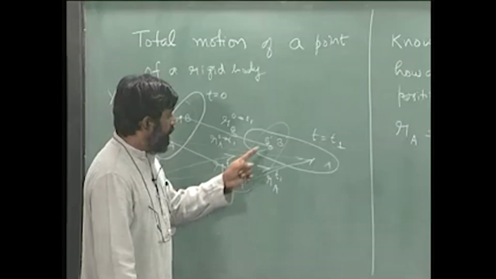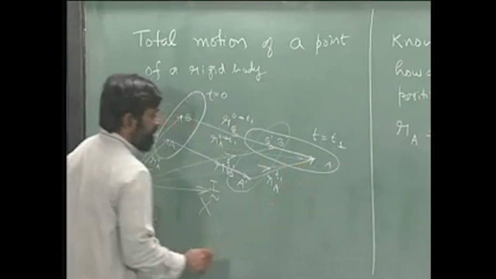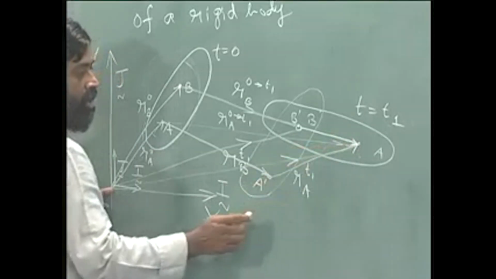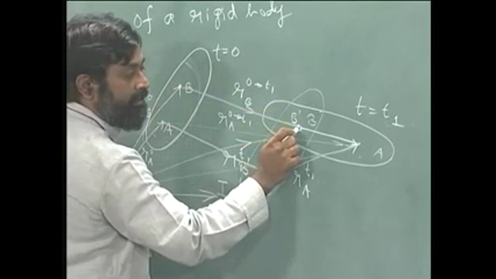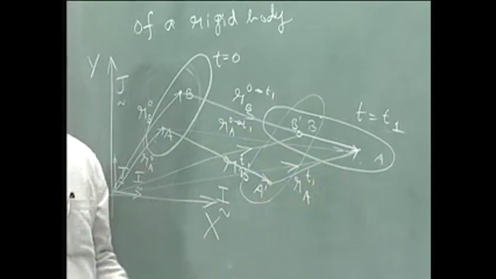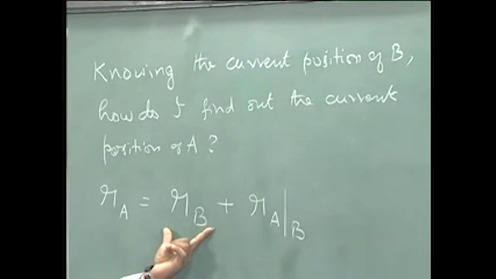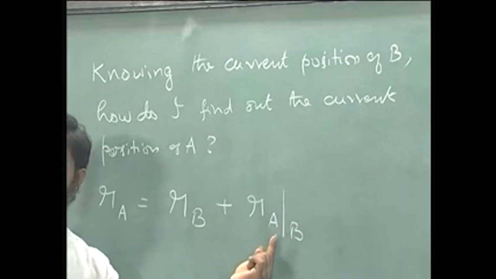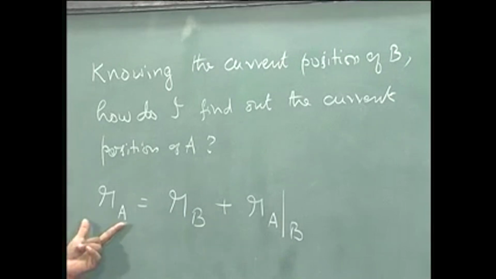Okay. What I mean is I can go from this point through this to this, or I can go to this point, go to this point and then translate to this. Okay. And that is what I am going to do. That is what this means. If I can locate the motion of point B, and if I know the relative location of A with respect to point B, I have solved the problem of finding out the position of A.